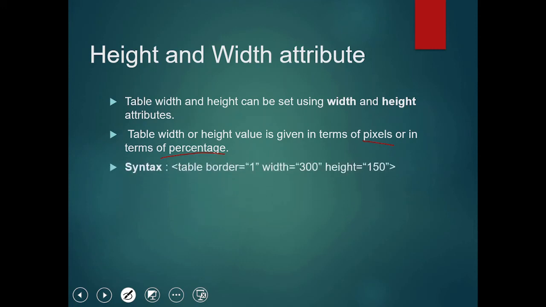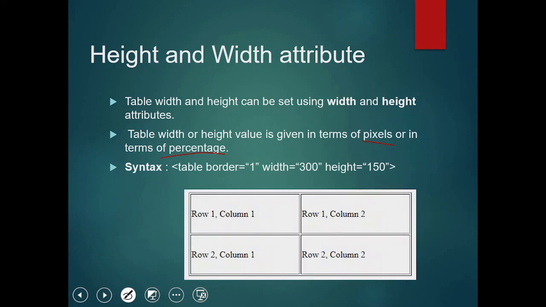The syntax is table border is equal to 1, width is equal to 300 and height is equal to 150. So we can understand the height and width only when the table border is there. Then only we can come to know the visibility. That's why we have to write the border attribute followed by the width and the height.